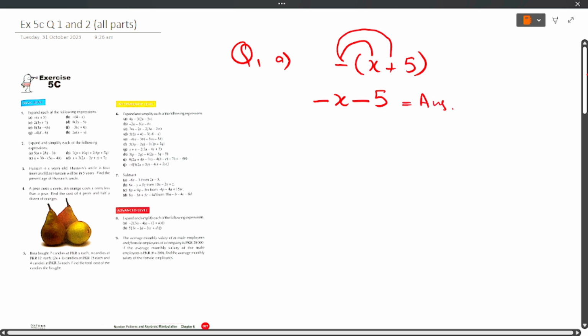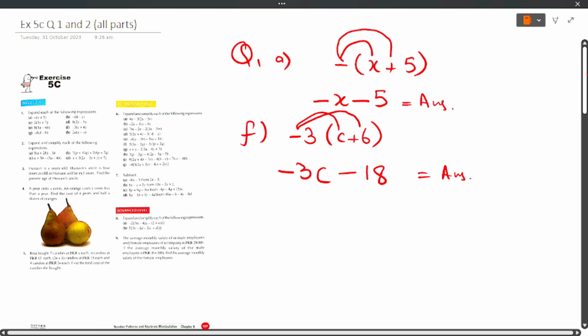Then I am going to do part F here. F part is minus 3 into c plus 6. So basically minus 3 is going to multiply with c and then minus 3 is going to multiply with plus 6. So minus 3 multiplied by plus c will be minus 3c, and minus plus minus 3, 2 times 3 is 6, 6 times 18. That's the final answer.